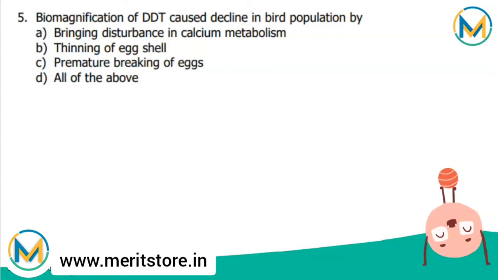High concentration of DDT disturbs the calcium metabolism of bird, and causes thinning of eggshells and a premature breaking. This leads to decline in their population. Hence, all these three options are correct. So the correct answer is all of the above. Option B.